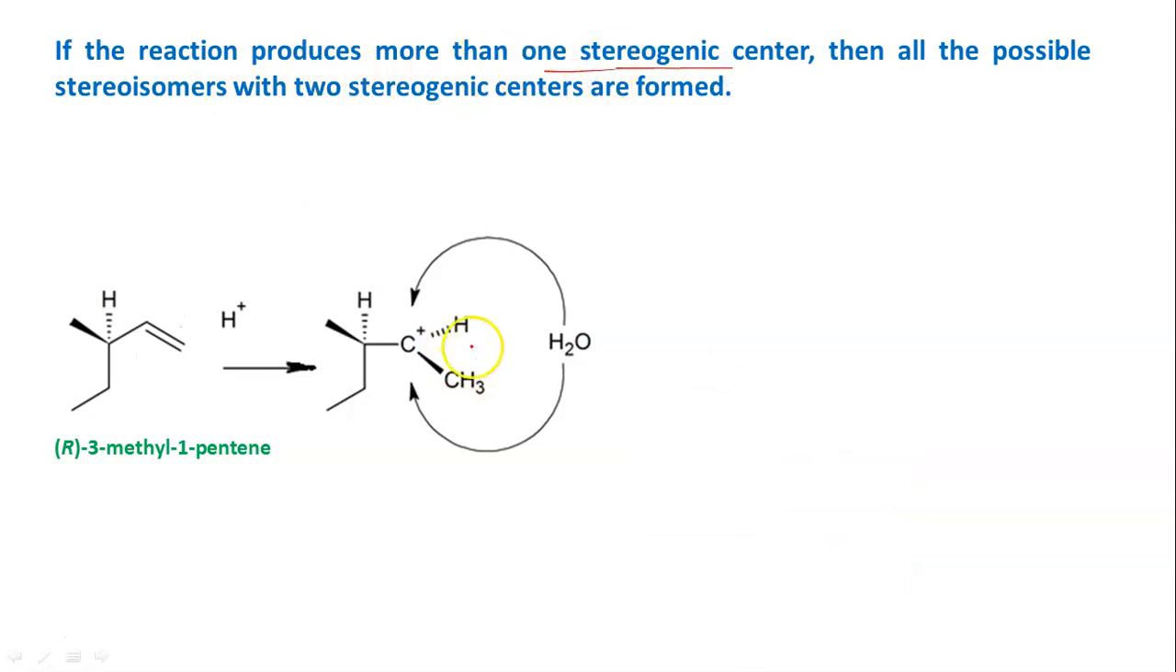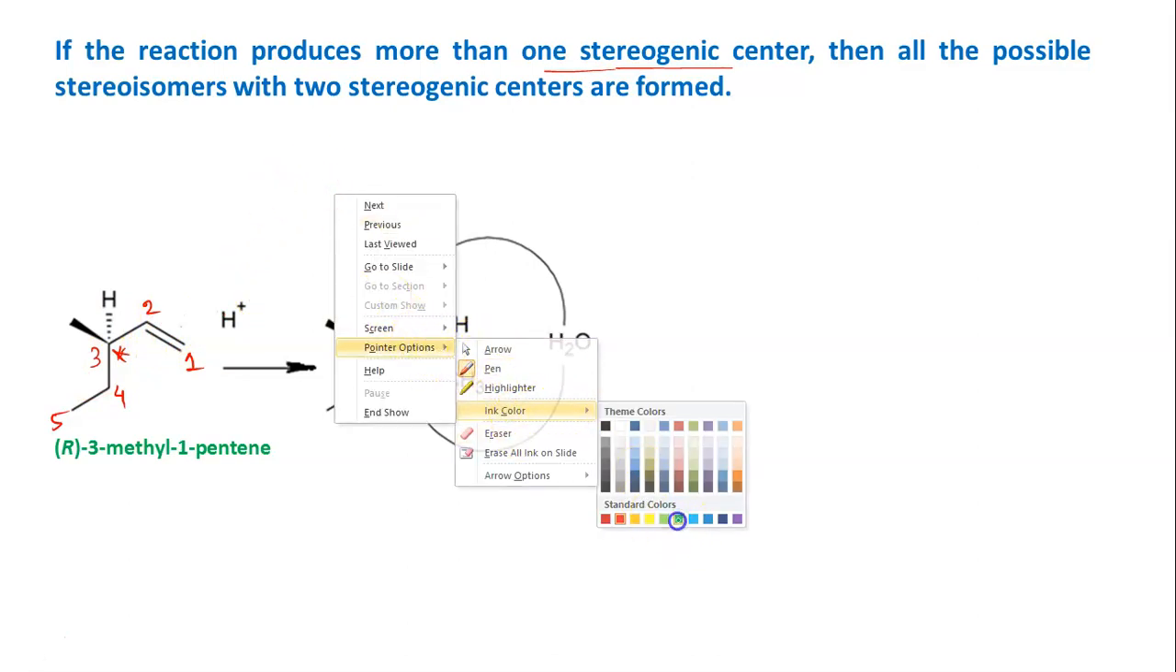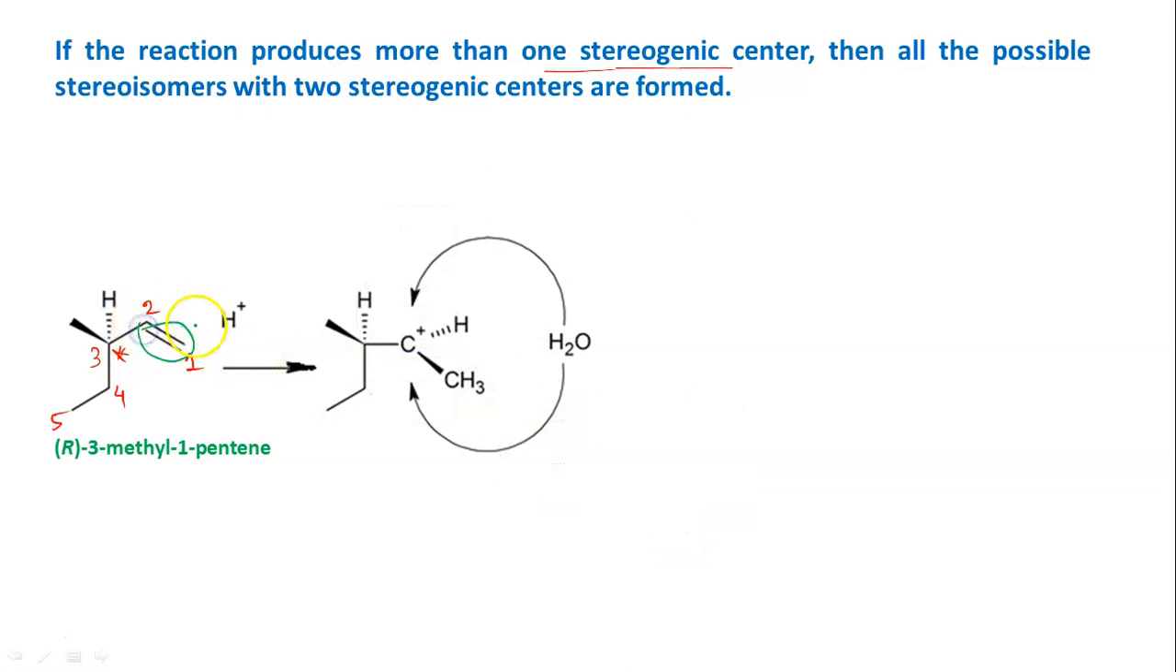So why is it producing more than one? Because there is already a chiral center, right? And that is why it is R-3-methyl-1-pentane. So this is 1, this is 2, 3, 4, 5. And why is it R? Because here the highest priority group is, let me use another color, this one, A, this is B, this is C. So A to B to C, it is clockwise. And hydrogen, the lowest priority group, is away from us. So A to B to C is clockwise and it is R.